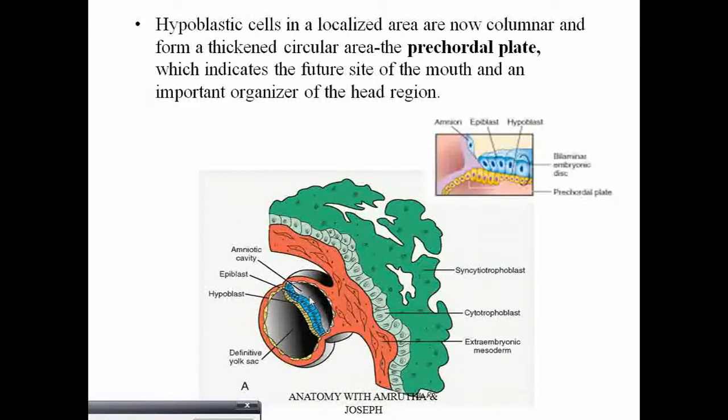Now we have seen that we have the dorsal aspect of the embryo and the ventral aspect of the embryo. Now we need to define exactly which is the cranial side, which is the caudal side, which is the head region, which is the tail region.